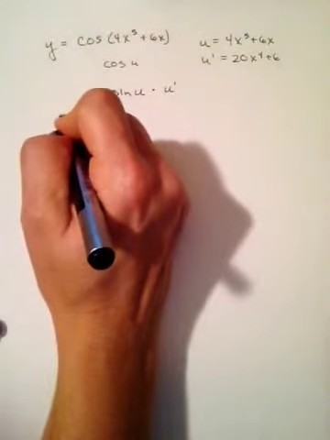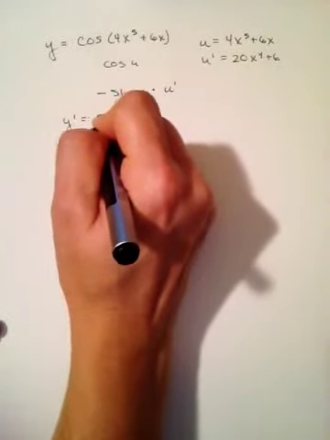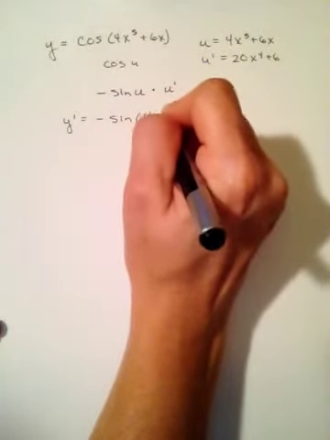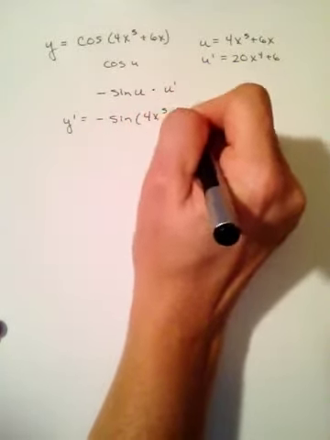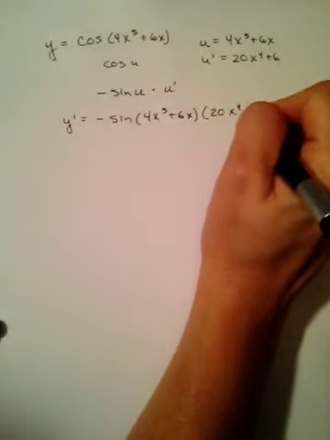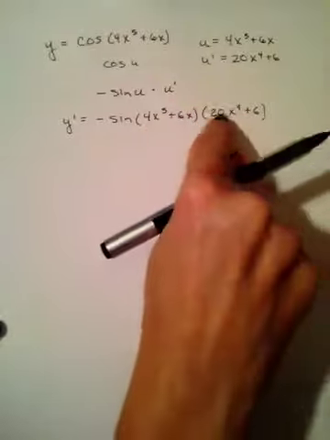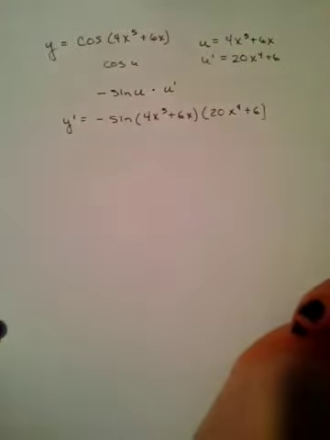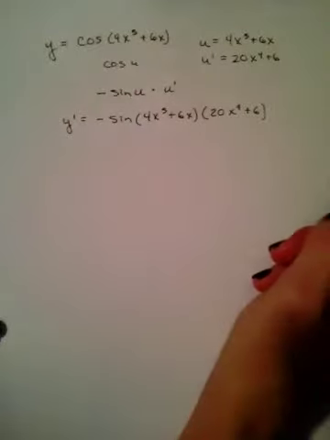I rewrite it. So y prime equals negative sine of my (4x to the fifth plus 6x) times (20x to the fourth plus 6). You could call that done. Generally, we would take this, move it to the front of the sine to make it look a little bit better, but that is the process.